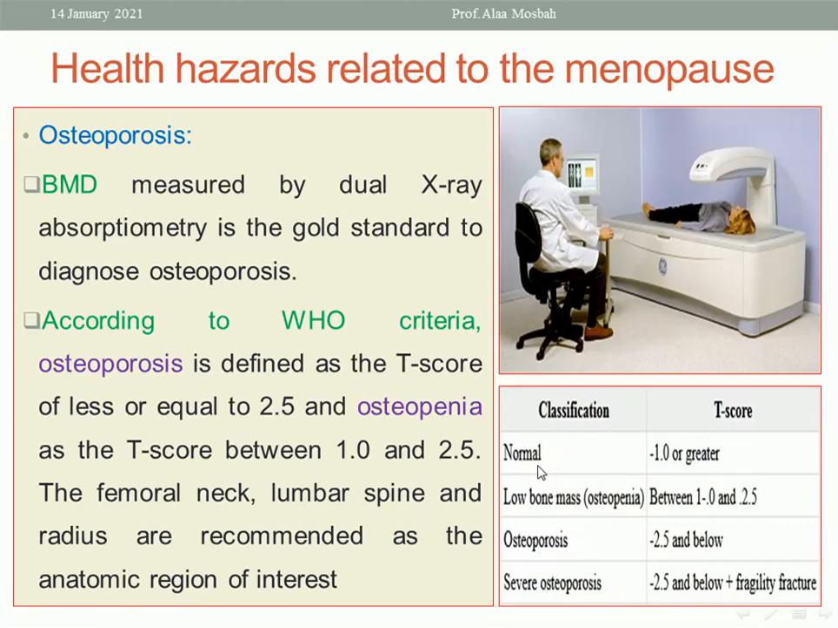If the T-score is -1 or greater, it is normal. If there is loss of bone mass, between -1 and -2.5, it is called osteopenia. This is the T-score. So T-score -1 or greater is normal. T-score between -1 and -2.5 is osteopenia, which is a milder degree than osteoporosis. But if the T-score is -2.5 and below, it is osteoporosis, and this is more severe. But if the score is -2.5 and below, plus fragility fracture, this is a severe case of osteoporosis. This is the criteria according to DEXA and WHO criteria for classification.